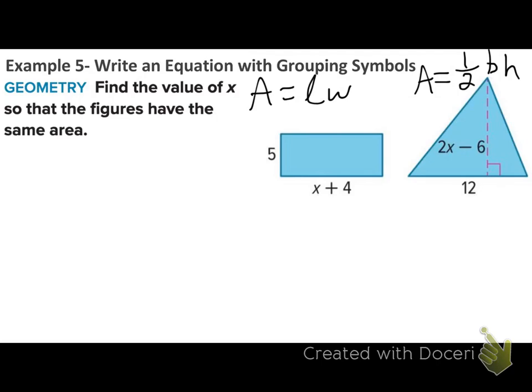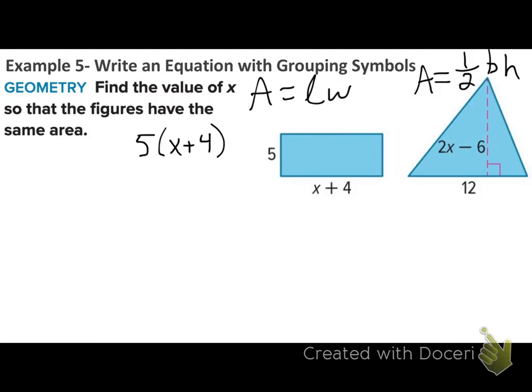So, how would I find the area of this rectangle? 5... Wait, do we have to add the x plus 4 first? Well, do I know what x is? No. So I can't add them, right? Okay. So 5 times x plus 4. Length times width, or width times length, same thing. So there's my area expression for this rectangle.